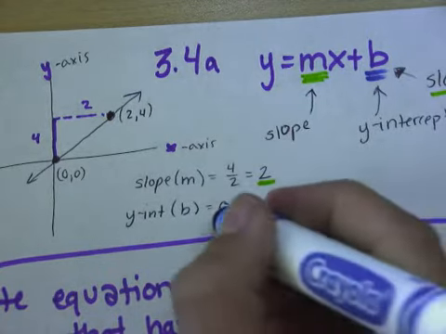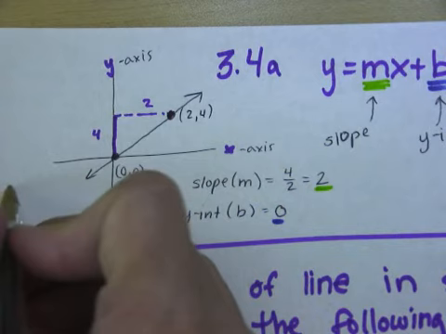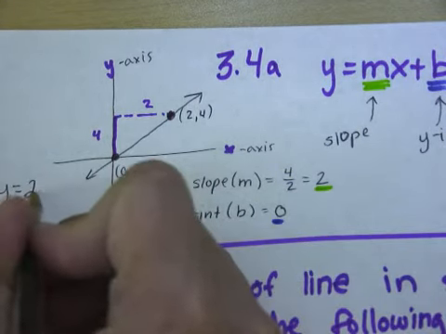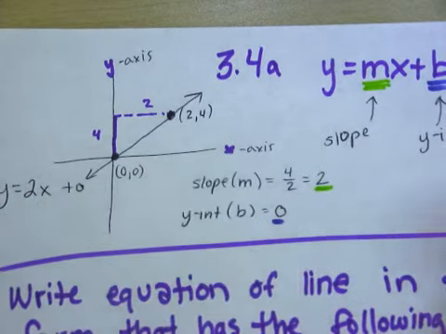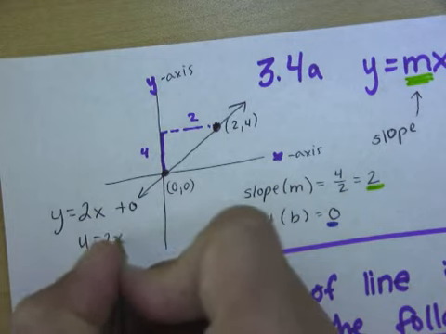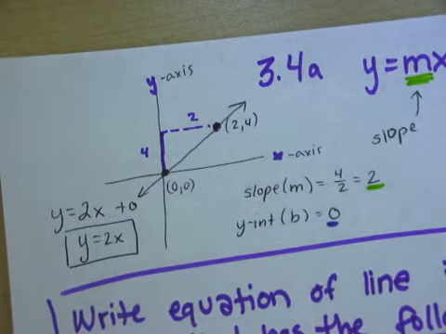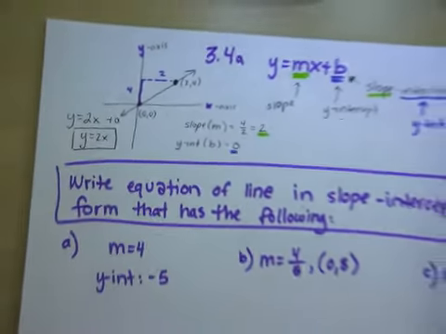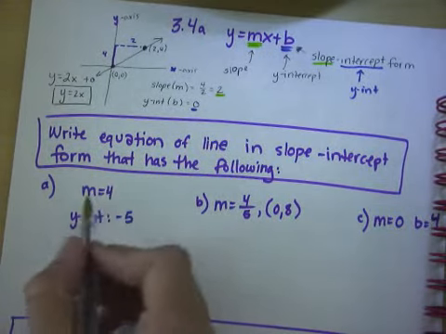So if I put these two together, I would get that the equation of this line is y equals m, which is 2, x plus 0. Now, usually we don't put plus 0, so you could just simplify this to y equals 2x. This is the equation of this line. Now, the next part they just give us, they say write an equation of a line in slope-intercept form that has the following condition.